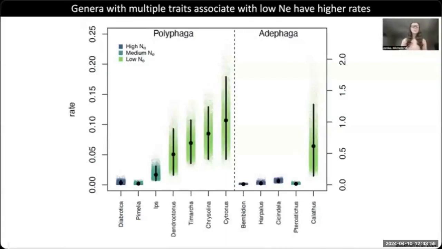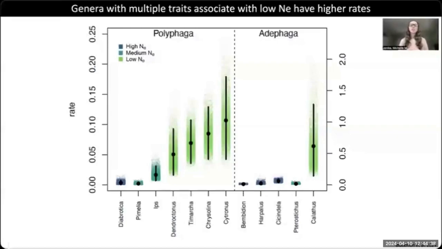So for each of the genera that we have pictured here, we plot 10,000 samples from the posterior distribution of mean rate estimates from each generation of the MCMC that comes from our model. The mean of the posterior distribution is indicated with a black circle, and the credible interval is indicated with a vertical black line. Rates for Polyphaga are plotted on the scale to the left, while rates for Adephaga are plotted on the scale to the right. The dashed line separates those clades plotted against each of those different axes. And the color of points indicates the effective population size class, low, medium, or high.